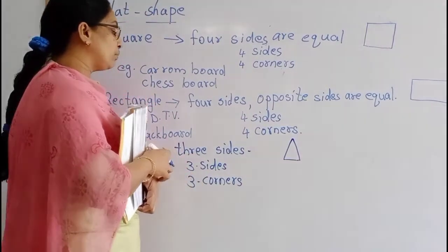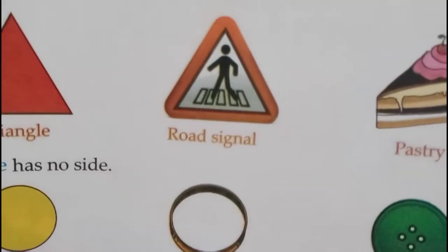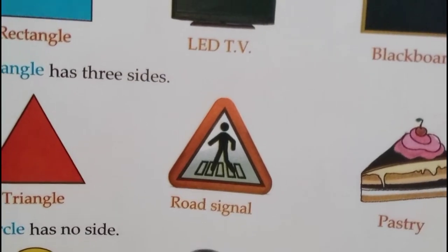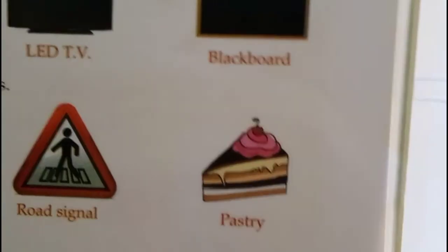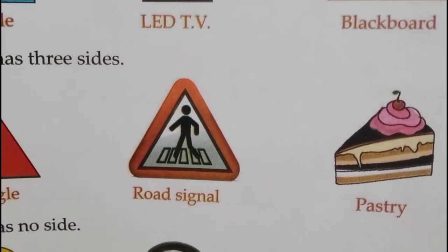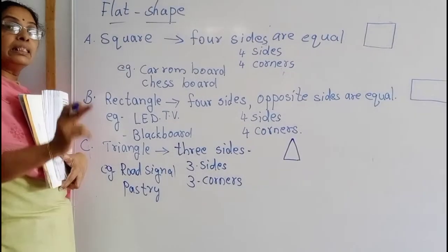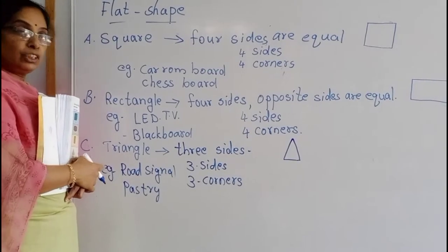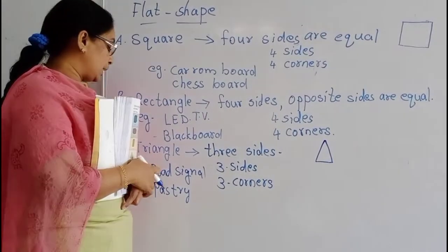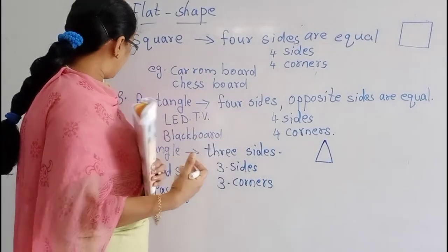For examples, we will say the examples. Road signal. You know road signal? The light is red. The next one is pastry. You are eating the pastry from the bakery. You are getting that in the triangle piece. Some sweets also we are getting in the triangle shape. Now we discussed three shapes.